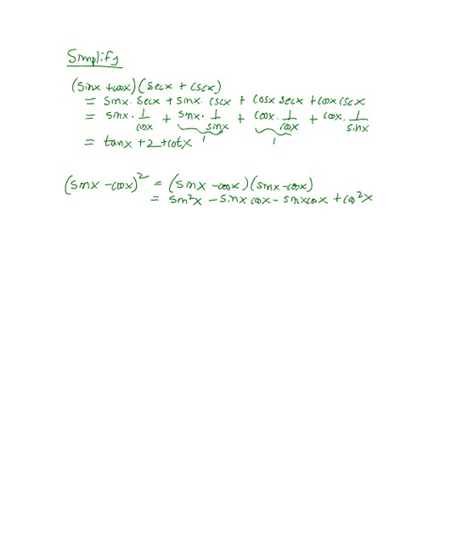All right, but then what I see is I have a sine squared plus a cosine squared. Sine squared plus cosine squared is 1, and then I've got two of the same things. So that's minus 2 sine x cosine x. So there's how you use that Pythagorean identity. Sine squared plus cosine squared equals 1.